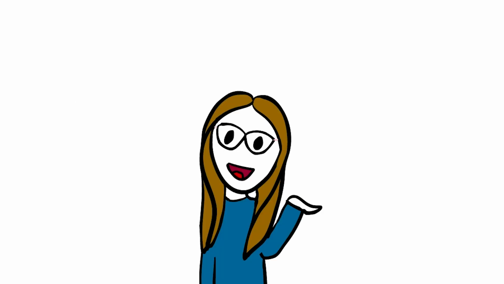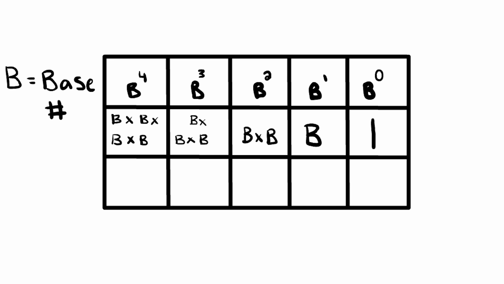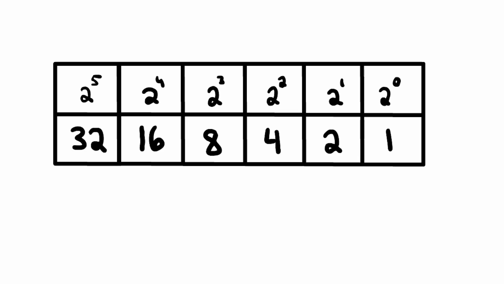Now, no matter which number system you're converting from, it's best to make a table with the base number at the top, starting with the power 0, and go up a power as you move towards the left. Then, make a row under it with the product of each power. We're starting with converting from binary, which has a base of 2. So our table will look like this. Now, binary is the simplest to convert from.